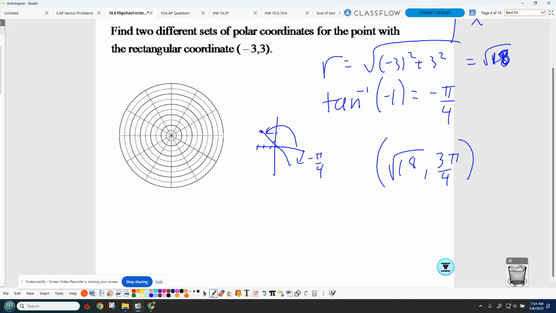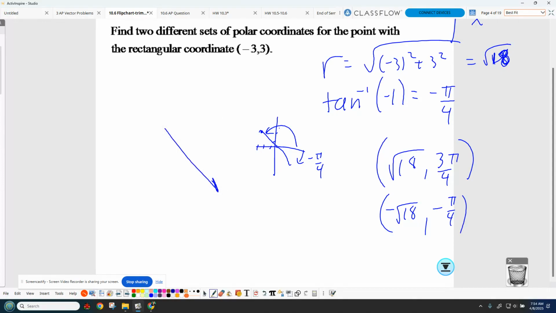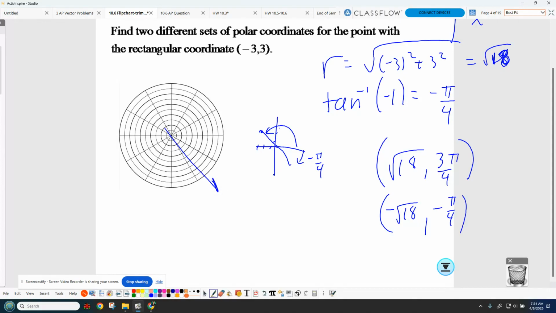All right, and I realize you guys don't remember the pre-cal. However, what if I wanted it to stay as negative pi over 4? Was there something I could do to fix this? Change the radius to negative. So that's saying facing negative pi over 4, walk backwards. So you can have negative radius in polars. It means facing this way, go back.